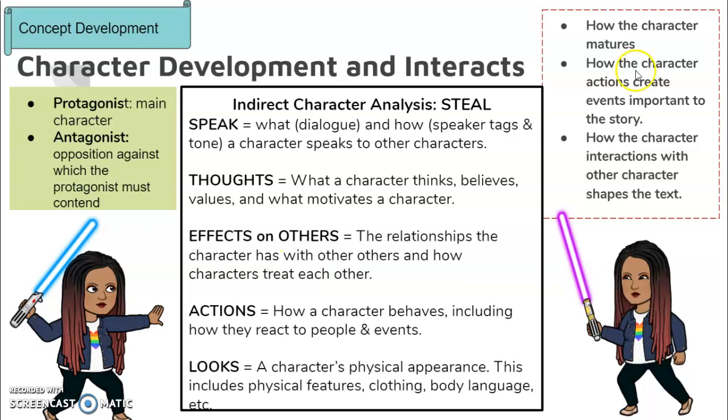So we know that all stories have a protagonist or antagonist. Protagonist is the main character. Antagonist is the opposing character or element that goes against our main character. Do not think that antagonist is automatically the bad guy. That is not true. It depends on who's telling that story. And we'll go deeper into that in class.